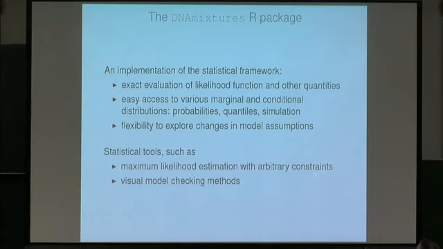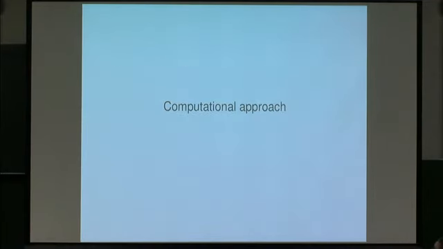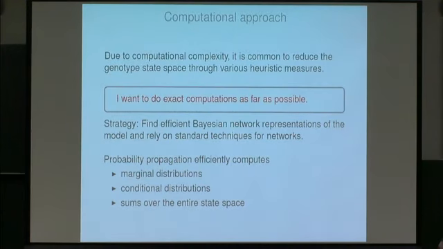And we can infer parameters by maximum likelihood with arbitrary constraints. This is nice because it means that I can also do things like profile likelihoods. So, the computational approach is that I really do want to avoid approximations if possible. It is very common, because this is so computationally intense, to introduce some sort of heuristic measures to limit the number of genotypes that we consider when doing these huge sums.